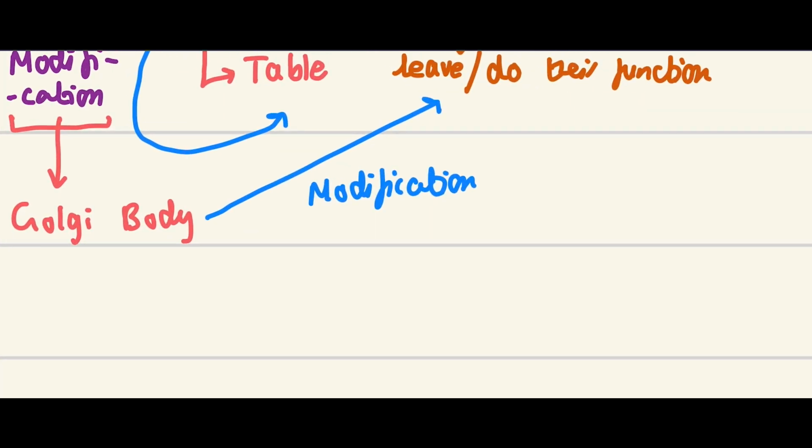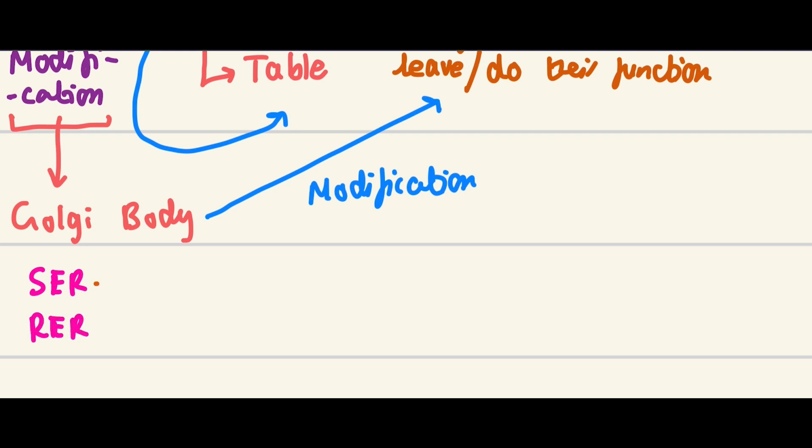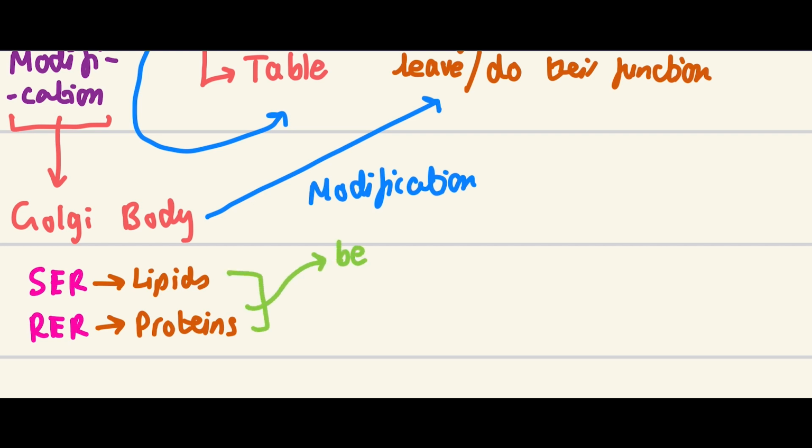Okay, one more thing, let's just put it all in front of us. We have the smooth endoplasmic reticulum and the rough endoplasmic reticulum. Smooth creates lipids, and the rough one creates proteins. Now, they can either be used as is, that is to say they don't want any further modification. The cell just decides, okay, we just want this barely made form, let's just use it. But in most cases, we need to modify them.